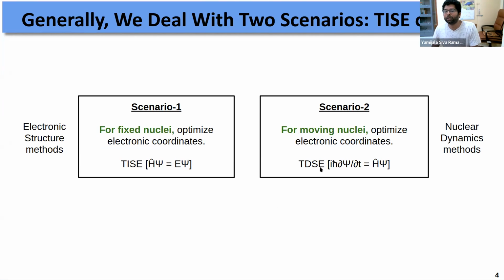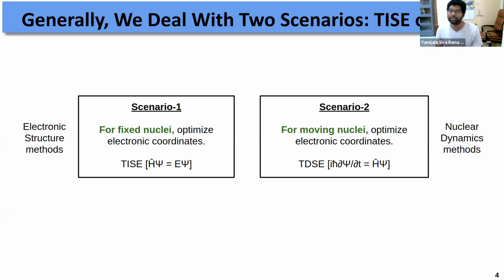Whereas the second scenario includes moving nuclei, where we will be considering the optimization of the electronic coordinates at each and every nuclear time step. So these kinds of methods are called nuclear dynamics methods, and we will be using either the time-dependent Schrodinger equation or, with various approximations, its variants, in order to simulate the nuclear dynamics.